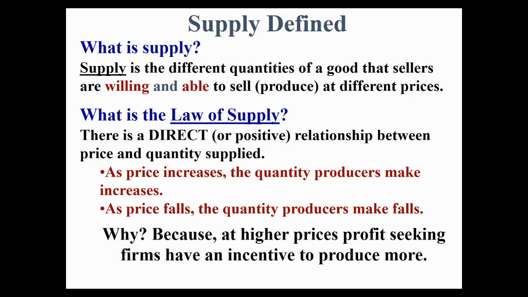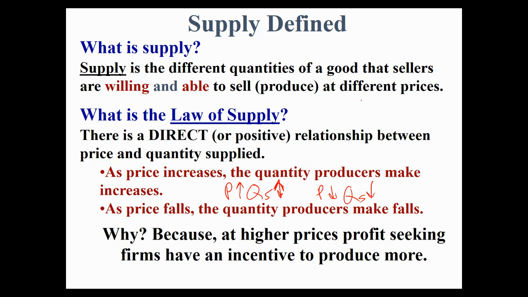So in the demand curve, we know it was downward sloping to the right because as prices went down, the consumer wanted to buy more. But now we have to think like a producer. They want to make profits. So as price increases, the quantity producers make increases. As price falls, the quantity producers make falls. So the law of supply is the idea that if the price goes up, the quantity supplied goes up. My bad, right there. And if the price goes down, the quantity supplied goes down.